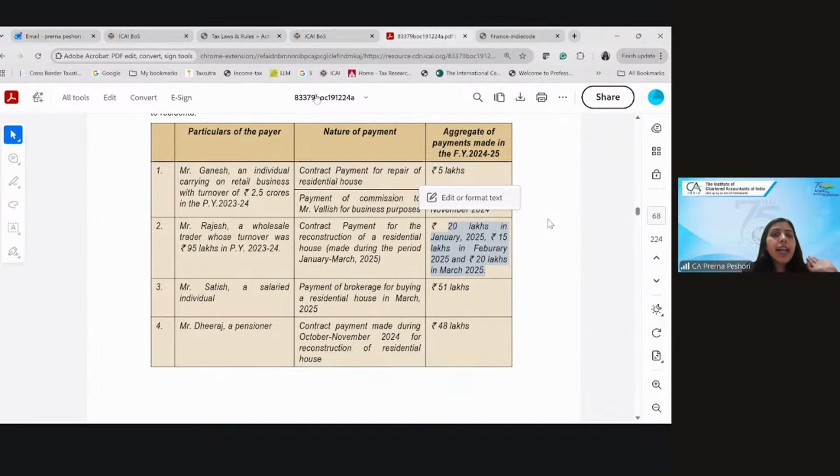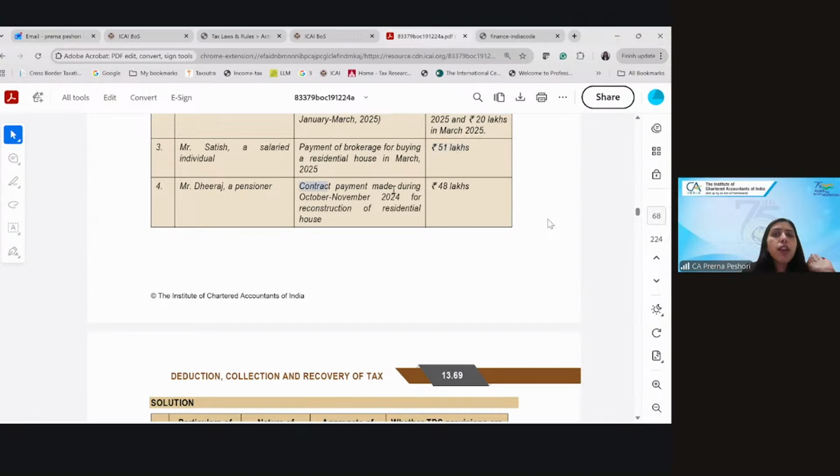Then Satish, a salaried individual, payment of brokerage for buying a residential house in March 2025, 51 lakh. 194M, because he's a salaried individual, he's not a business individual. So directly I'll go under 194M. 194H doesn't apply because he is not doing business. So on 51 lakh, I'll apply 2%.